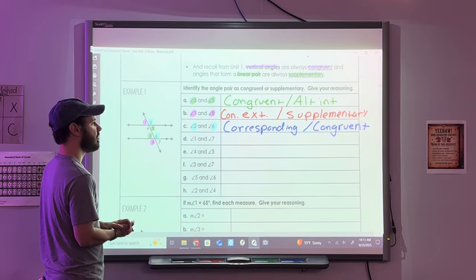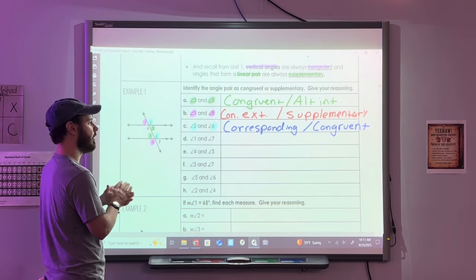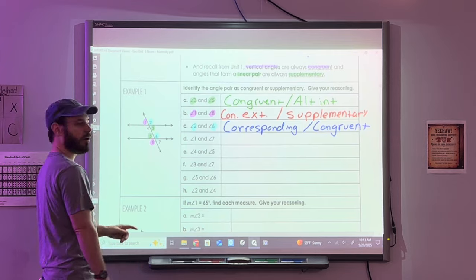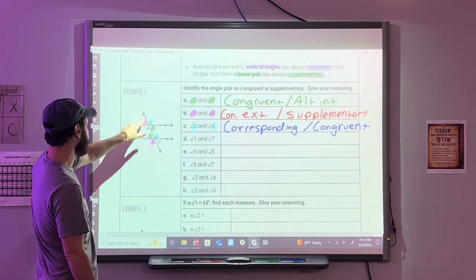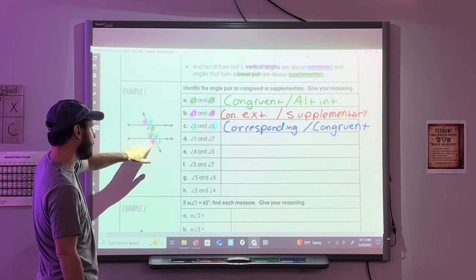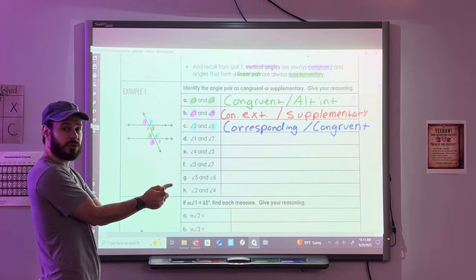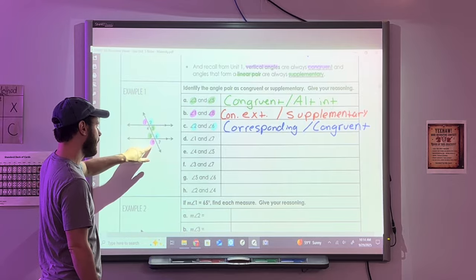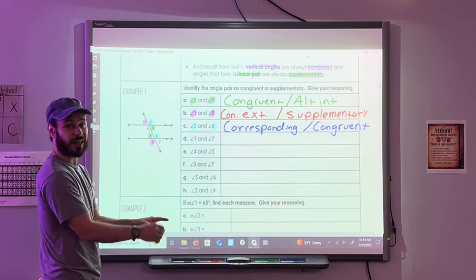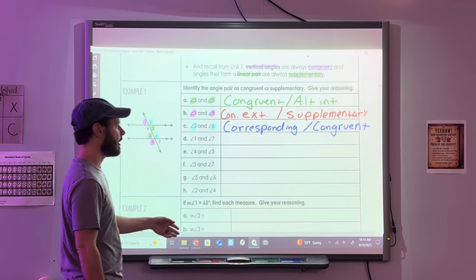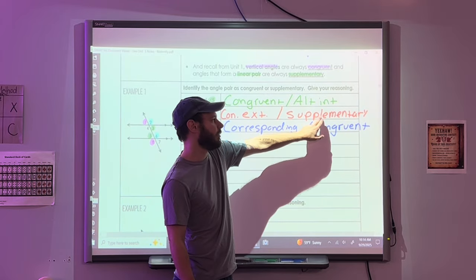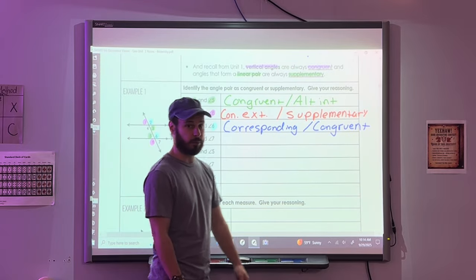Look at the purple one that I had here, 1 and 8. 1 is acute, it's less than 90, it's tinier than 90. This one down here, 8, is obtuse. If you have an acute and you have an obtuse, they're not the same kind of angle, so they're not going to be the same. The only other option is for them to be supplementary.